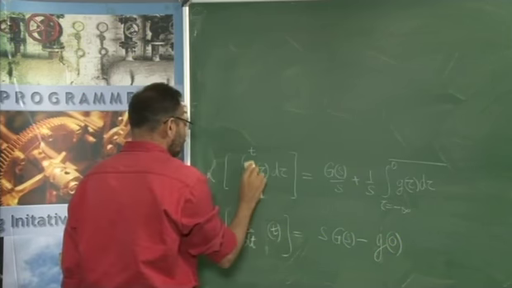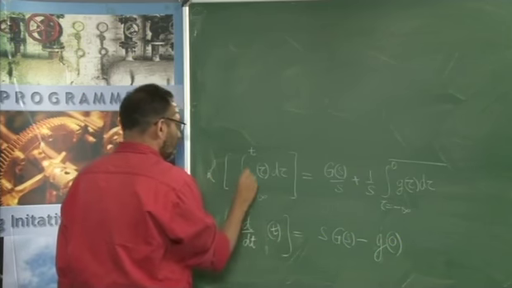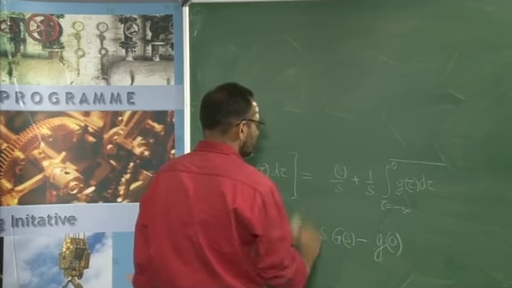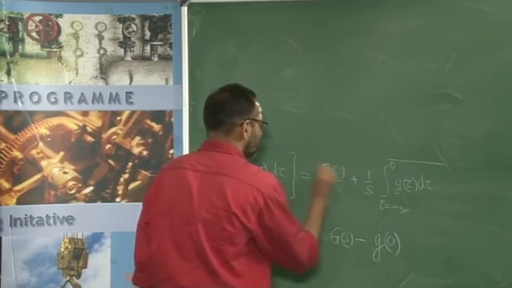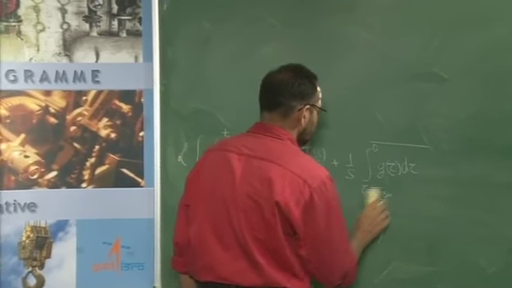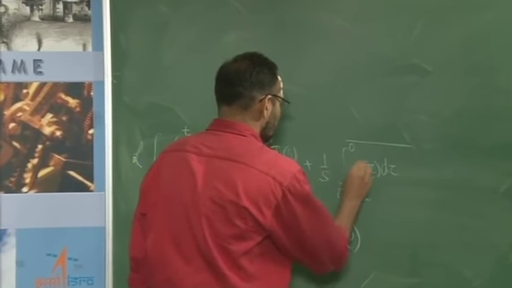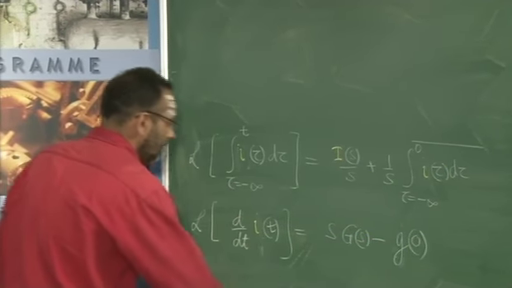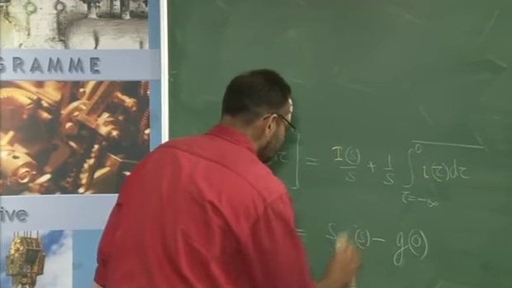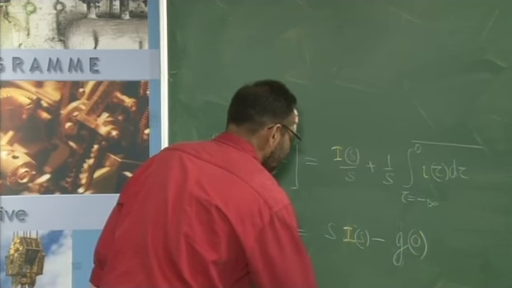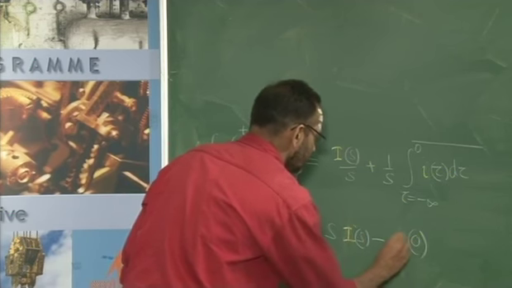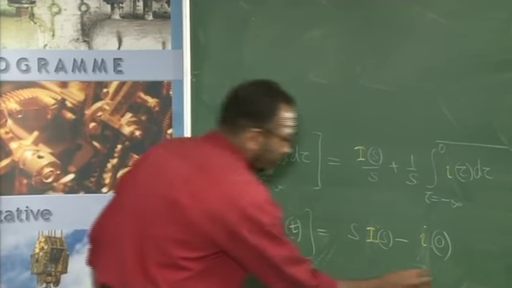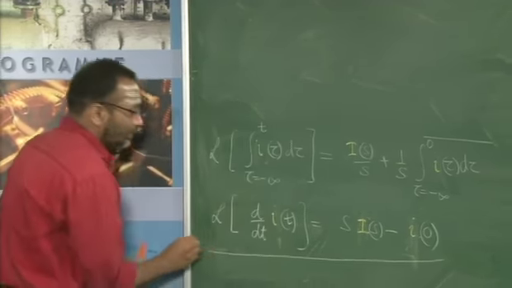If I take the function to be current, then instead of G of s, this becomes I of s, the Laplace transform of the current, into this integral of I of tau d tau. And here, if I have I of t, then this becomes s times I of s minus I0. All right.